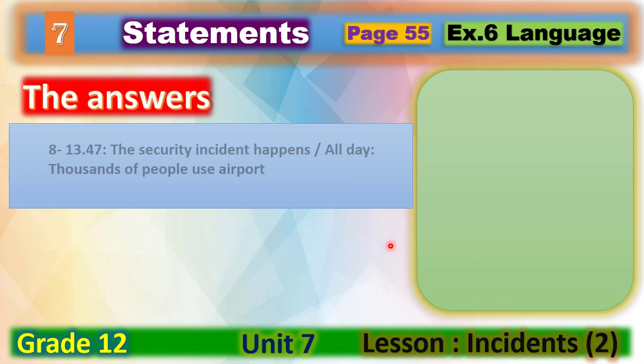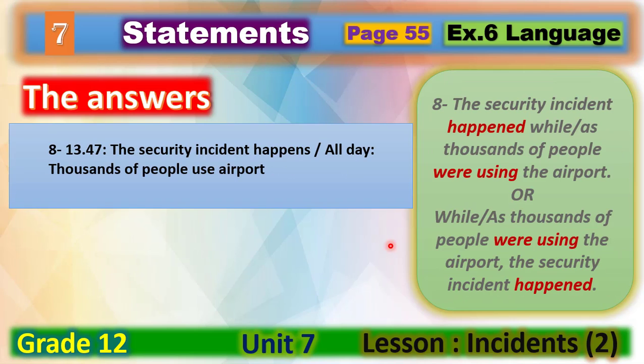The last sentence. The security incident happened while or as thousands of people were using the airport. Or we can say or write it in another way: while or as thousands of people were using the airport, the security incident happened.